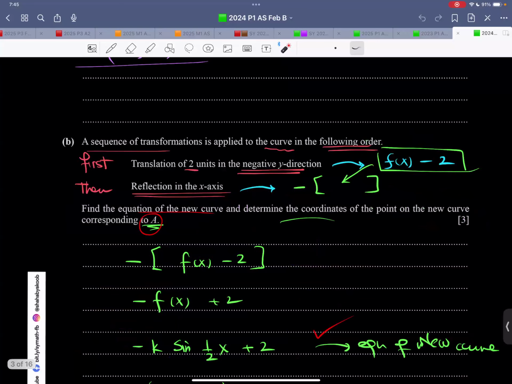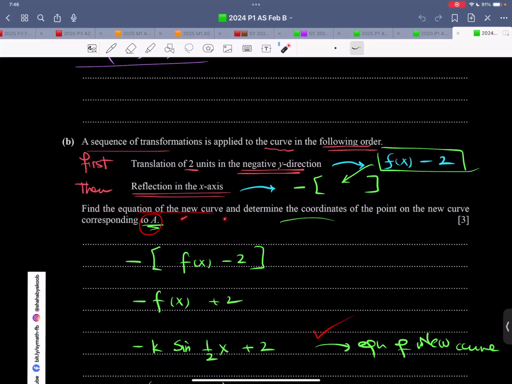Now, it's about transformation. It says a sequence of transformations is applied to the curve in the following order. Translation of 2 units in the negative y direction. So this f(x) minus 2 has to be subtracted. The translation vector is 0 and negative 2. And then reflection in the x-axis. Then an overall multiplication by a negative sign.